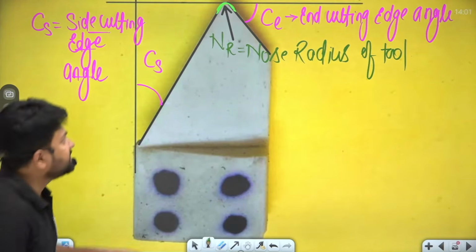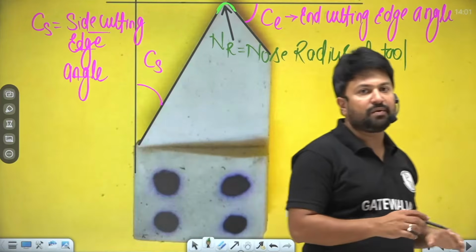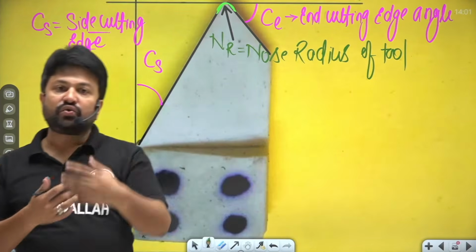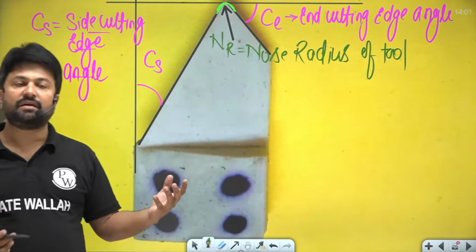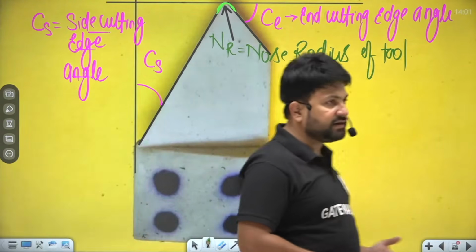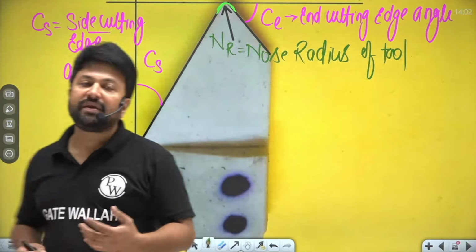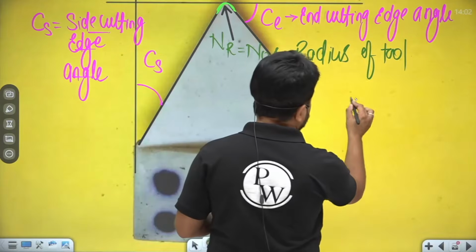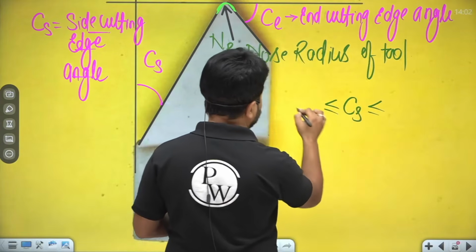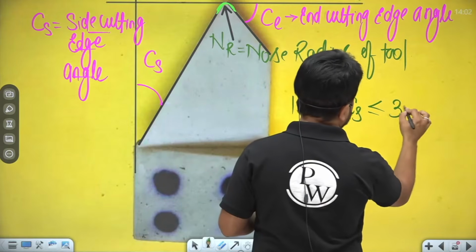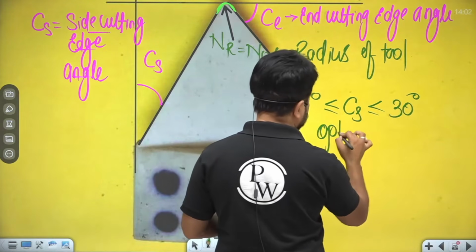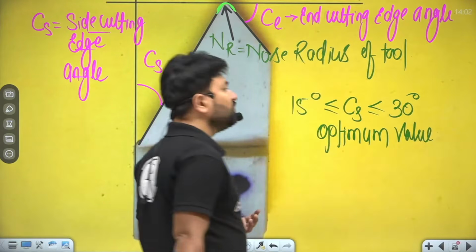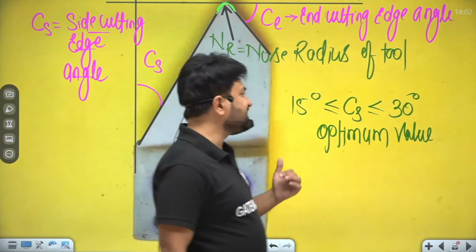Now let's talk about the side cutting edge angle. It is the angle which prevents interference as the tool enters the work material. This is a very important thing. Normally the value of CS will lie between 15 degrees and 30 degrees. This is the optimum value. Generally we keep the value of CS in this range.